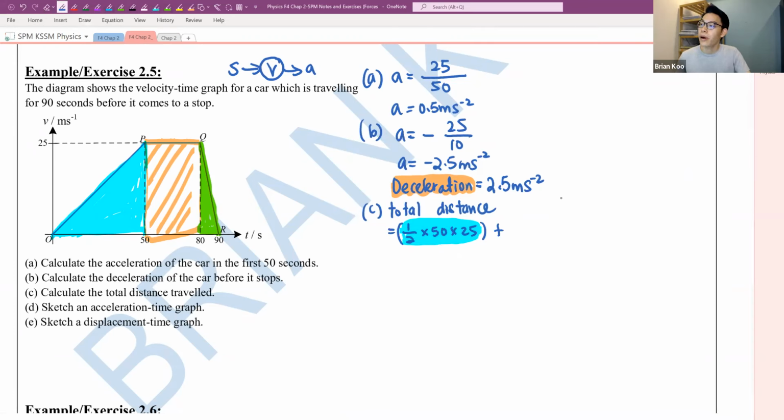And then let's deal with the orange part. That is just a rectangle. So we find out what is the base, what is the height? 30, 25. Last part, the green color triangle. 1 over 2 times base times height.